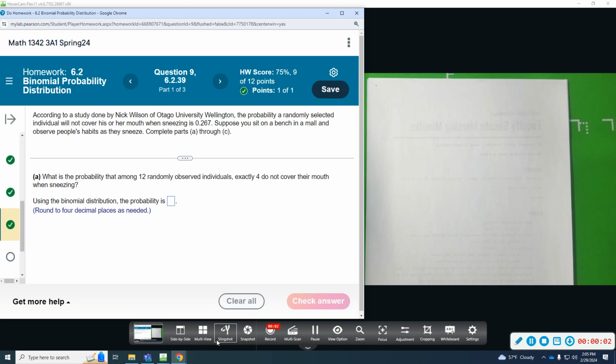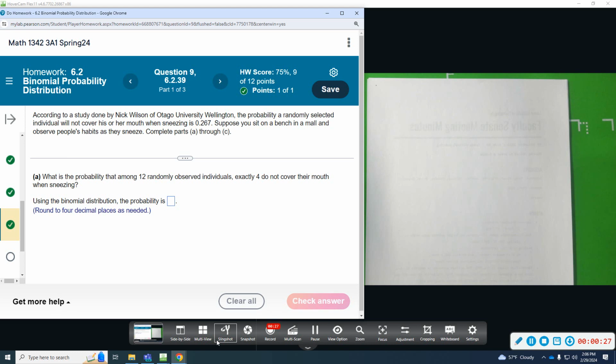All right, question number 9 has 3 parts. According to a study done by Nick Wilson of the Otago University, Wellington, the probability of a randomly selected individual will not cover his or her mouth when sneezing is 0.267. Suppose you sit on a bench at a mall and observe people's habits as they sneeze. We're going to complete parts A through C.